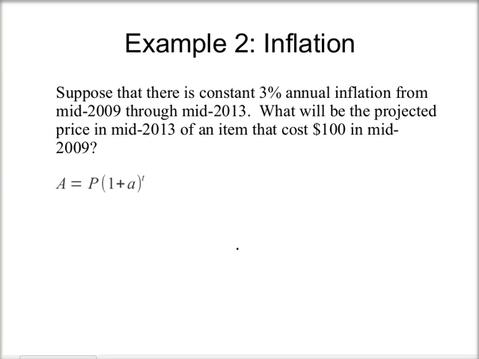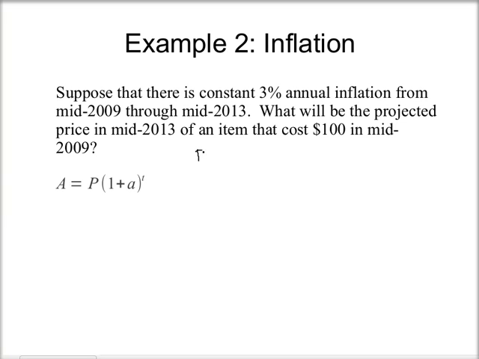Suppose that there is constant 3% annual inflation from mid-2009 through mid-2013. What will be the projected price in mid-2013 of an item that cost $100 in mid-2009? So here I've got my inflation formula. I want to find the projected cost in 2013, and I know the cost in 2009.